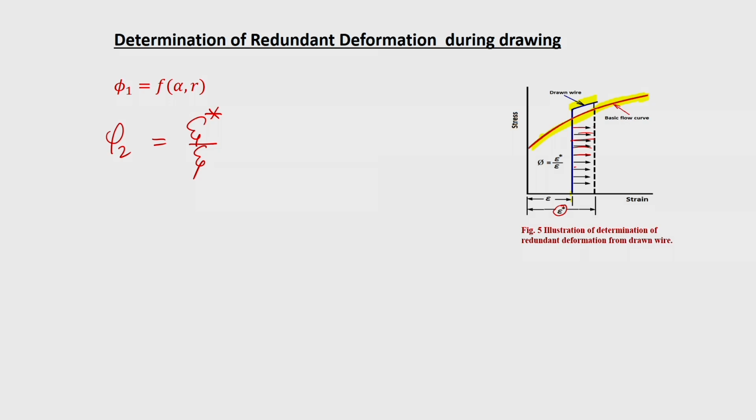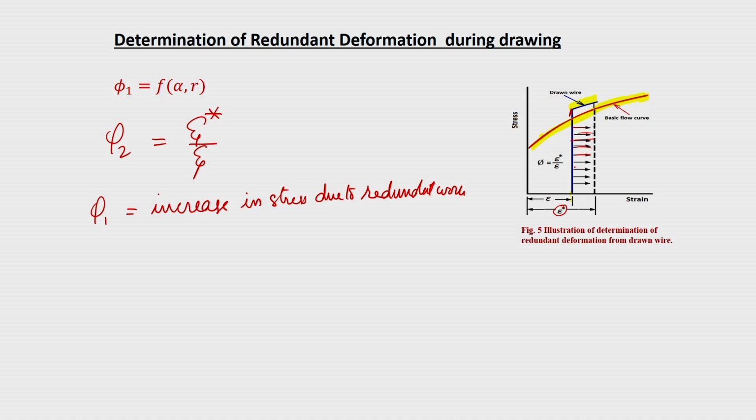Okay. Whereas this phi 1 is the stress due to the redundant work, the increase in stress due to redundant work. So, that is the difference. Here you have an increase in the stress, whereas this is the strain which is coming.